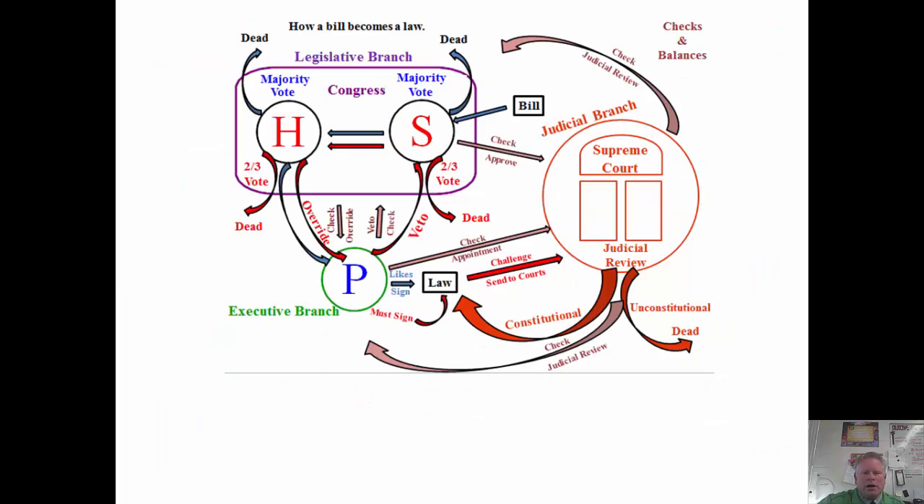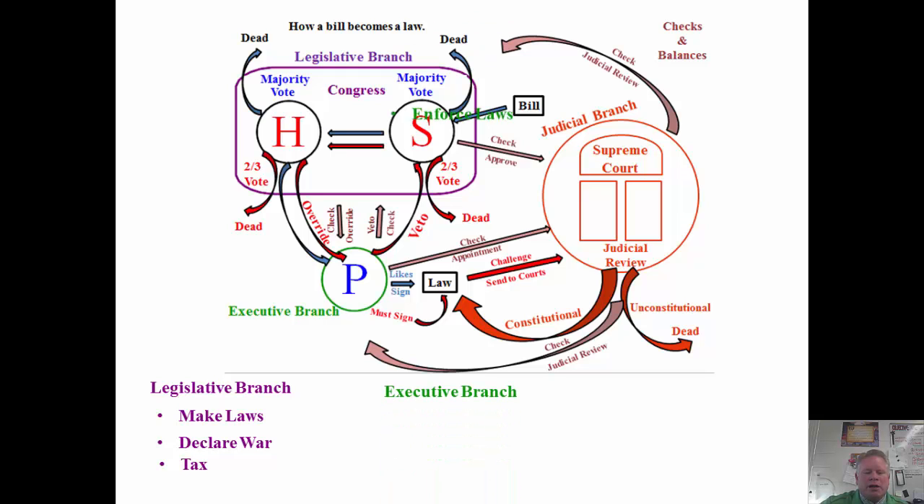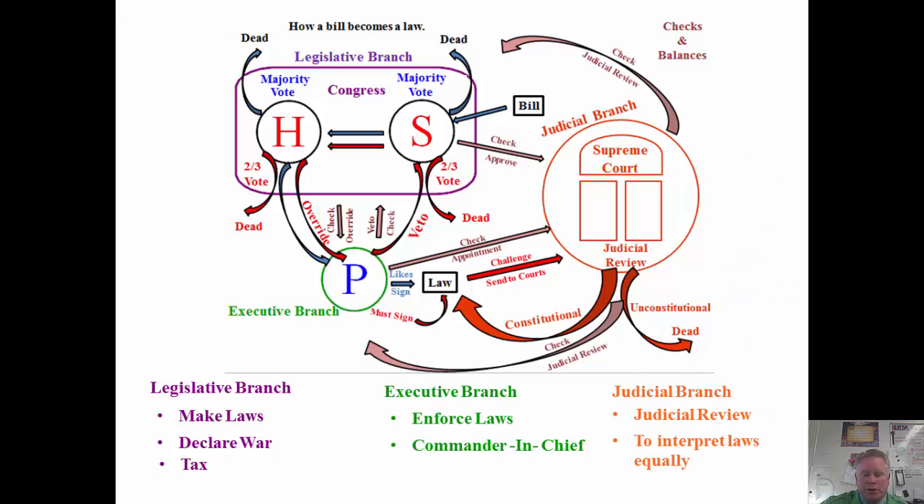Now, what I'd like to do is add in some of the basic powers of each branch. Now, the legislative branch, their main power is to make laws. They can declare war and they can tax. The executive branch, their main power is to enforce the laws, and their commander-in-chief is the president. And the judicial branch practices judicial review and interprets the laws equally.